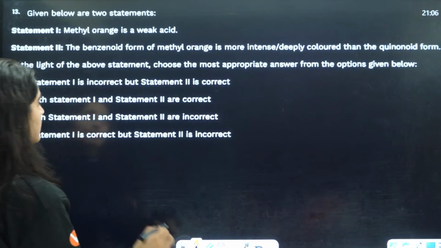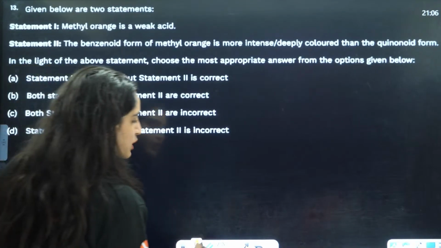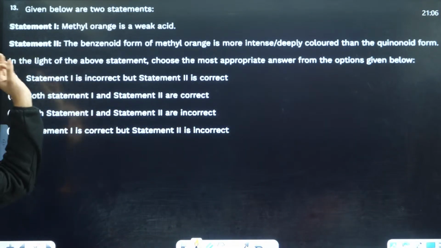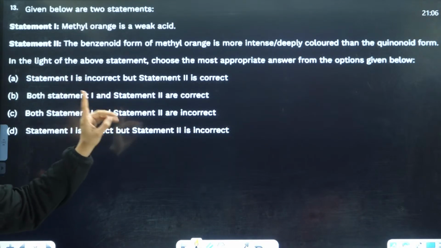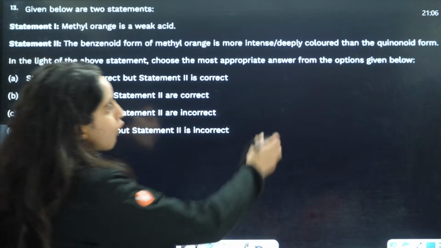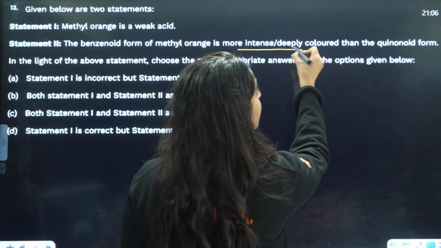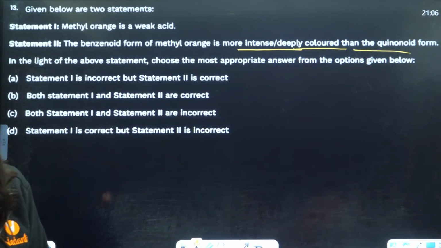Next, students, next is given below, okay. Given below are 2 statements. You have to tell which of the following is correct or incorrect. Methyl orange is a weak acid, right? The benzenoid form of methyl orange is more intensely, deeply colored than the quinonoid form. Yes, everybody? Which of the following is the correct answer?